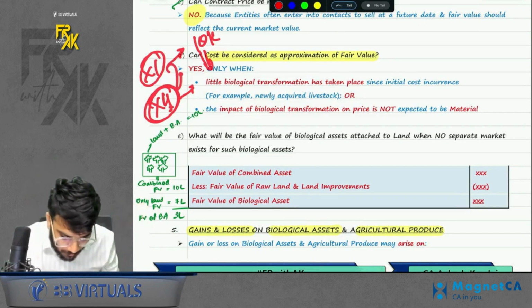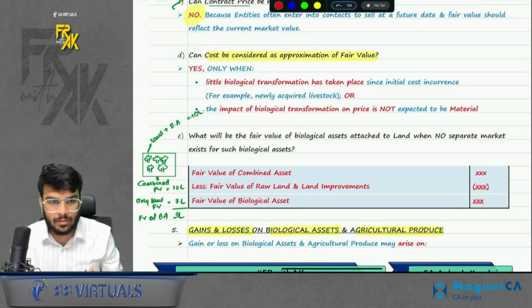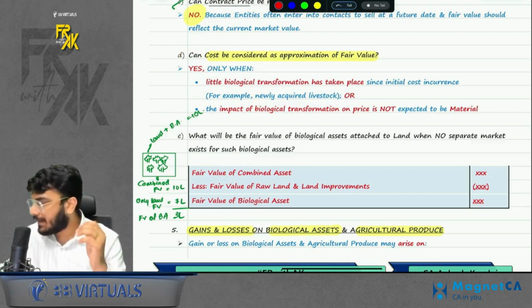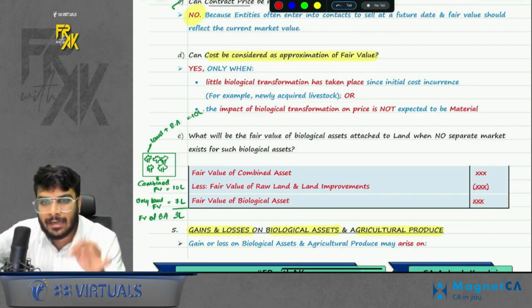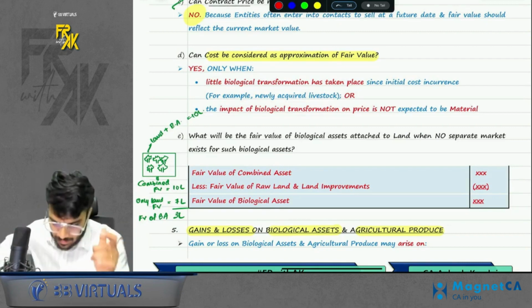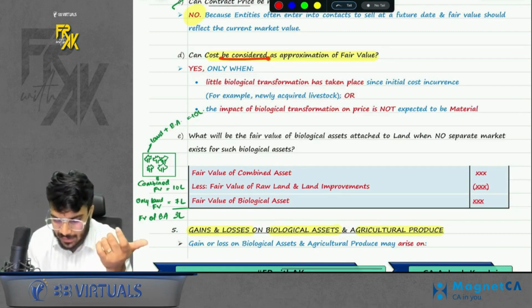Because a lot of transformation must have taken place by now. But if I ask you, I purchased something in 2011, what is the fair value of that particular item in 2011? It will be the same as cost only, right? So it is said, can cost be considered an approximation of fair value?